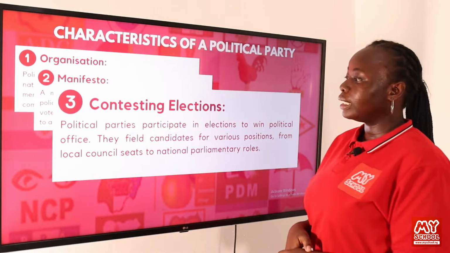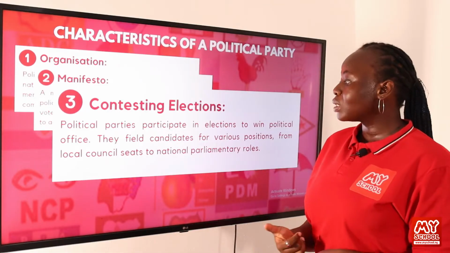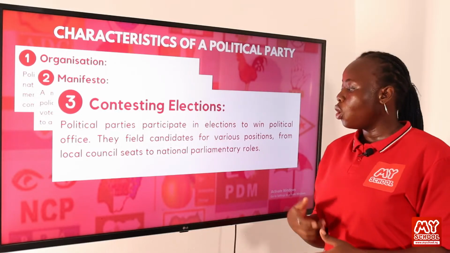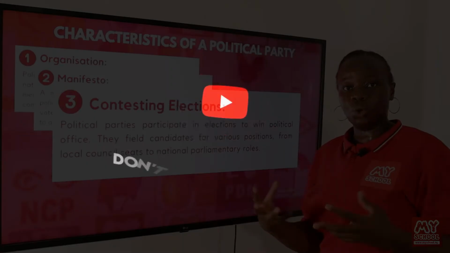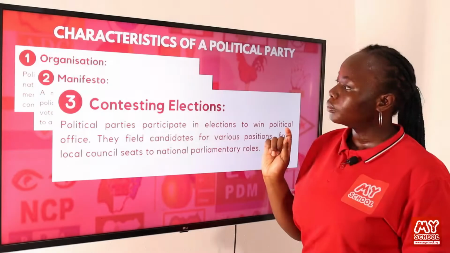Okay, we have contesting elections. Political parties participate in elections to win political office. They field candidates for various positions, from local council seats to national parliamentary roles. So the goal of a political party is to contest in elections. Let's move on to another one.